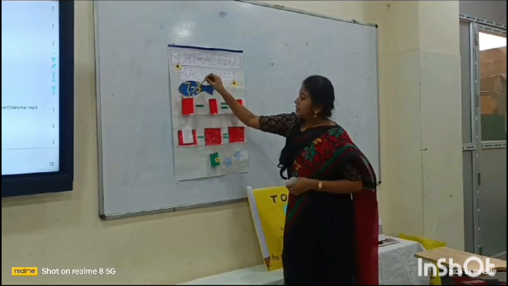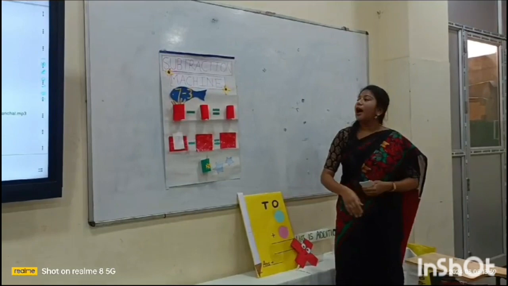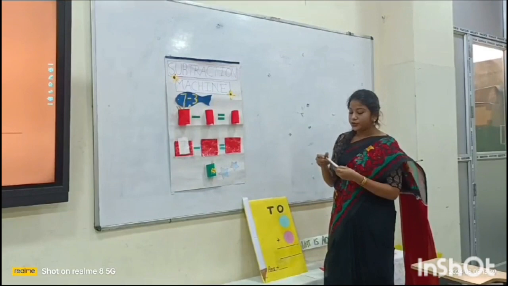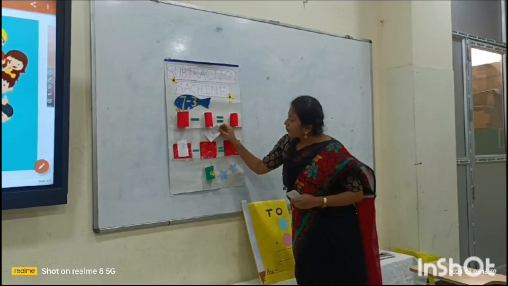What I have to subtract? I have to subtract 3. So I have the other cards. I will choose from here the number 3 card. I will take this card in the second window, 3.